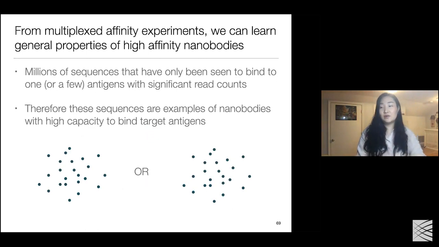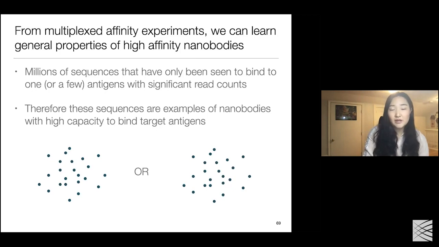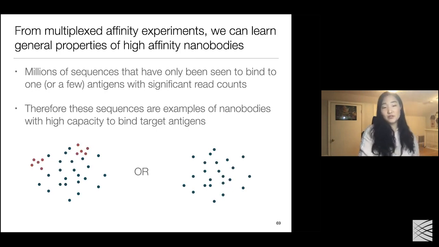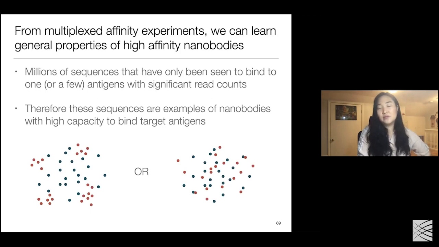So it's a very great way of combining both specificity and affinity in a high throughput manner. And so now you have these sequences that are examples of great nanobodies with high capacity to bind target antigens. And as a thought exercise, one question that we are also asking, because this will have downstream effects on how we train our models, is: are the nanobodies that bind to specific antigens in distinct clusters like on the left, or are they more dispersed throughout sequence space?